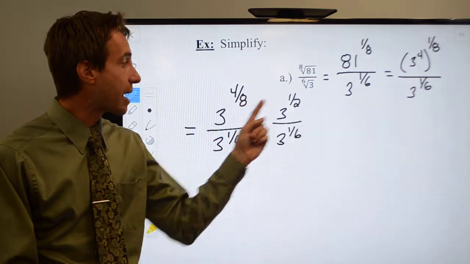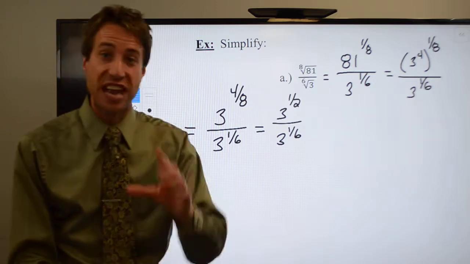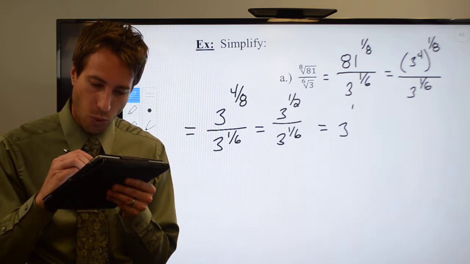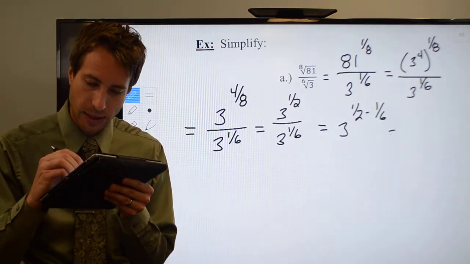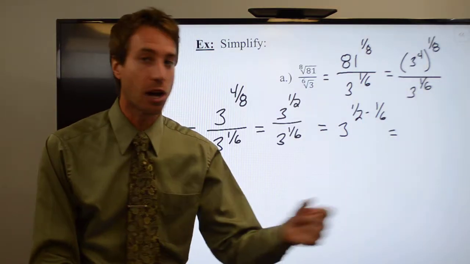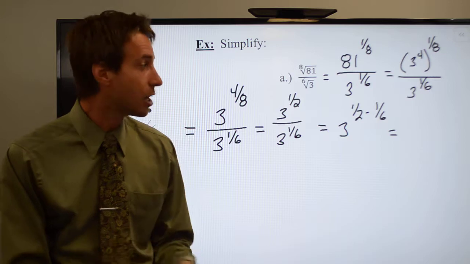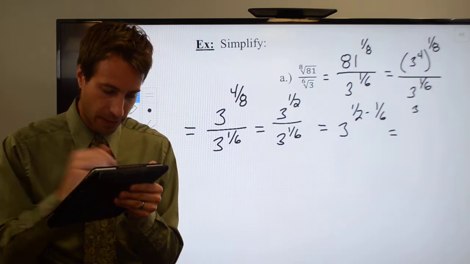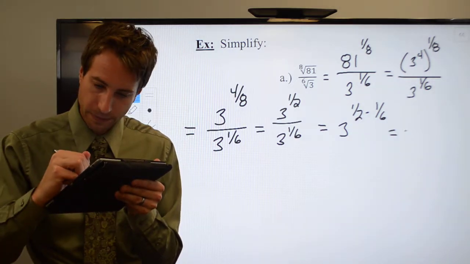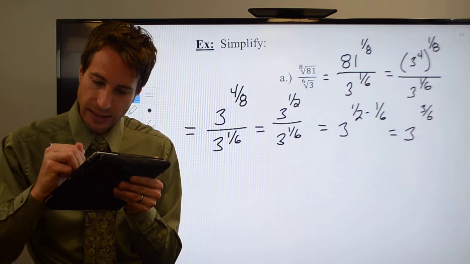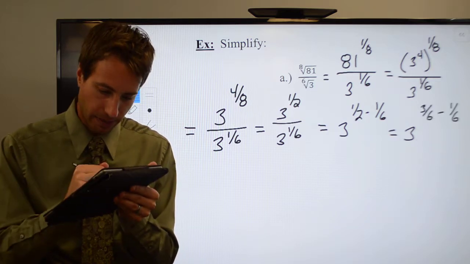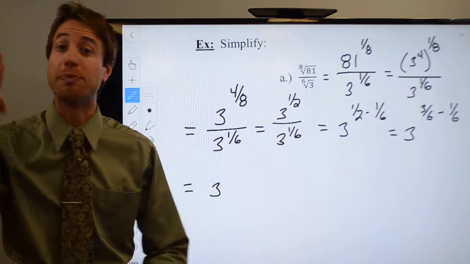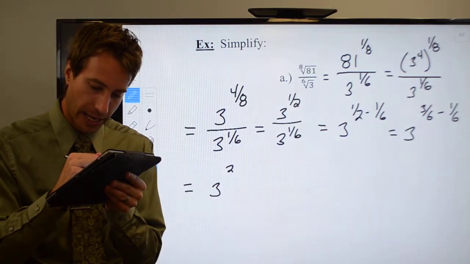All right, so 4 divided by 8 leaves you with the 1/2. Now my bases are the same. We subtract exponents. So that's going to be 3 to the 1/2 minus 1/6. Well, now I need a common denominator, but my LCM is a 6. So I'll multiply top and bottom by 3. So that'll give me 3 raised to the 3/6 minus 1/6. Subtract the exponents, and so I wind up with 3 minus 1, which would be 2/6. So 3 raised to the 2/6.